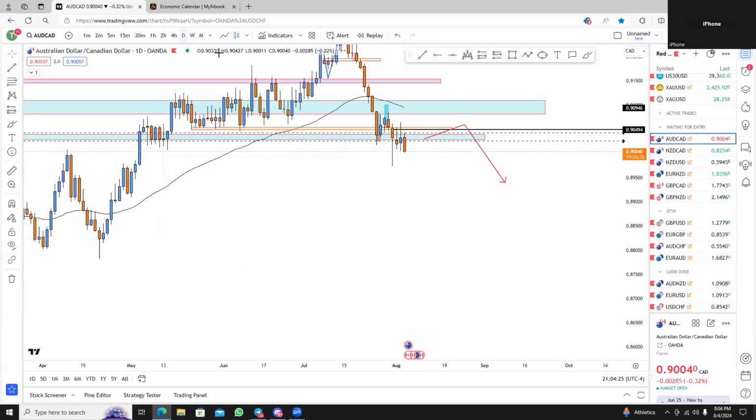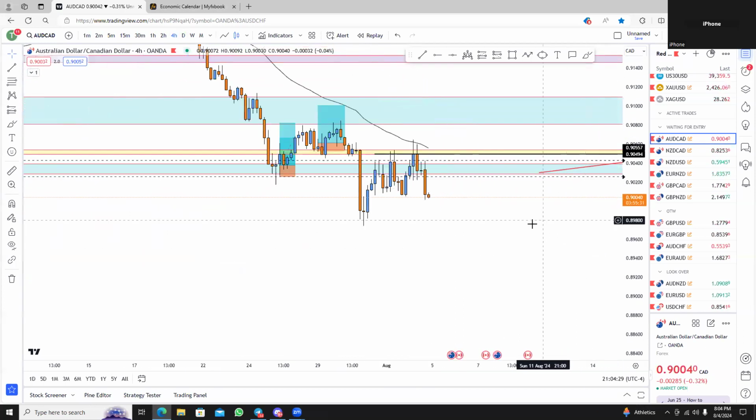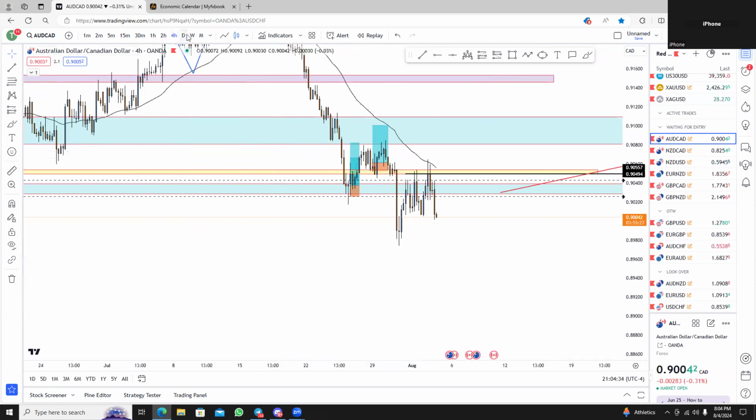I come down to our daily. We got weekly bearish, daily bearish, 4 hour is still bearish. We're waiting for it to come back into this zone to retest the 4 hour.